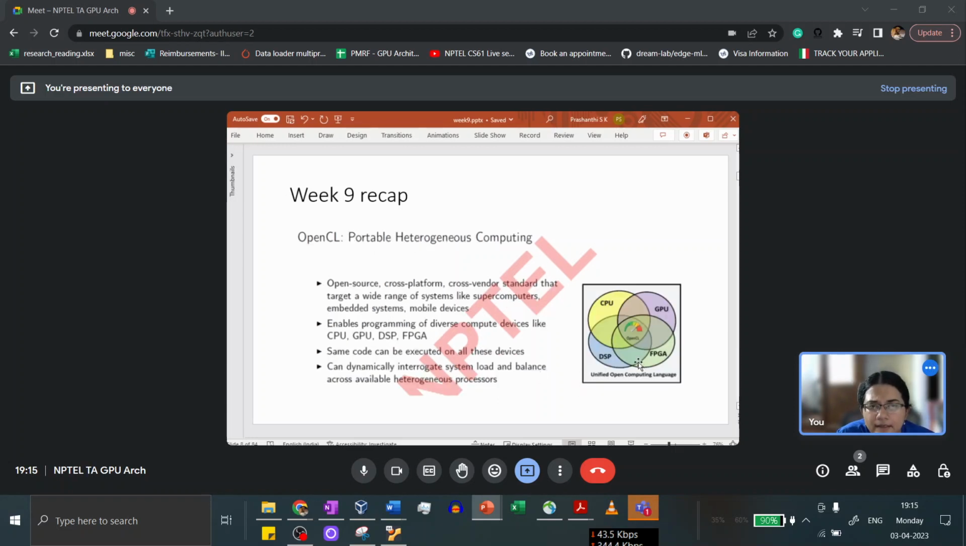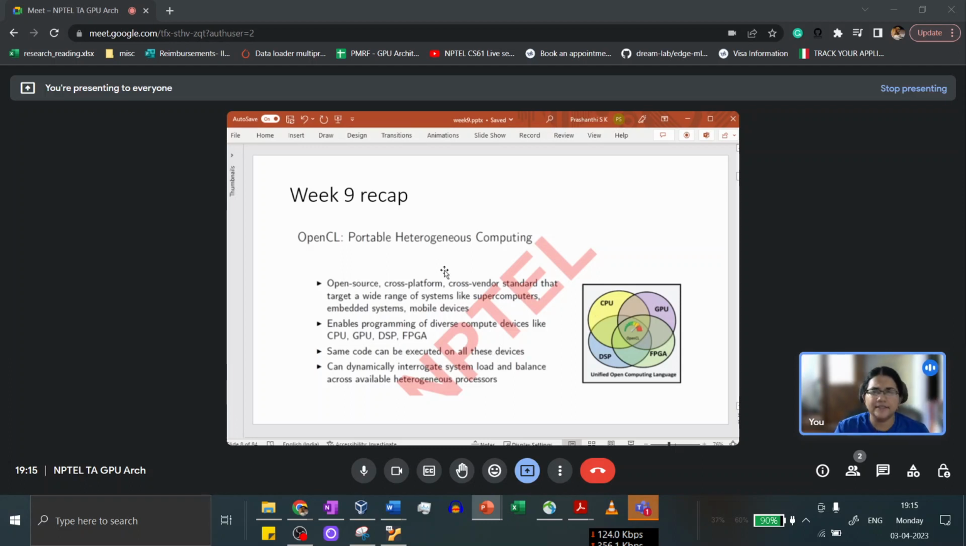Moving forward, we see that it has support for a variety of hardware: CPU, GPU, DSP and FPGA. This is what we mean when we say cross vendor, cross platform. Cross vendor means that if you take GPUs, it not only supports NVIDIA GPUs but also GPUs from other vendors, and cross platform means all of these different types of hardware. It's open source, and targets a wide variety of systems, from supercomputers to mobile devices. The good part is you write it once and it can be executed anywhere. It's basically the same code, and you can balance the load.